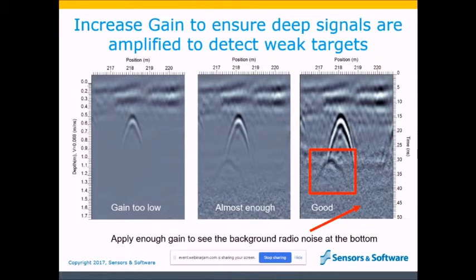It's important to realize that there is no perfect gain. If there was, we would not have an adjustable gain setting. We would just apply the perfect gain. The GPR signal attenuates at different rates in different soils at different locations, so gain is something that constantly gets adjusted throughout a GPR survey. A simple way of making sure that you've applied enough gain is that you should be able to see the random snowy signals from external radio sources at the bottom of the section. Once you can see that noise, you've usually applied enough gain.